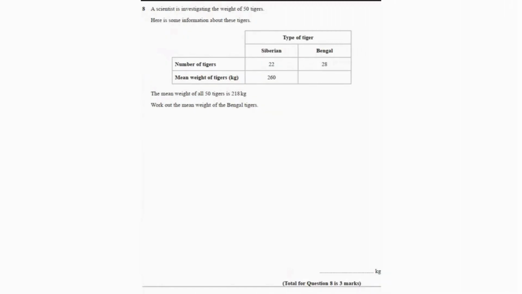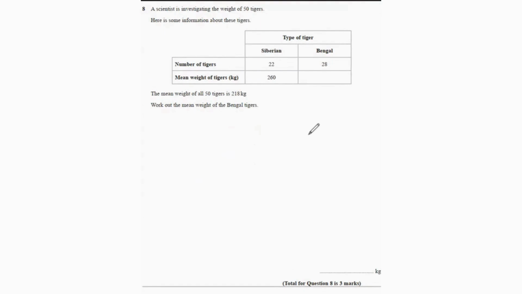The next question says, a scientist is investigating the weight of 50 tigers. Here is some information about these tigers. So we have a table with the number of tigers for Siberians and Bengal tigers, and then we have their mean weight. We have the mean weight of the Siberian tigers, but not the mean weight of the Bengal tigers. The mean weight of all 50 tigers is 218 kg. We need to work out the mean weight of the Bengal tigers.